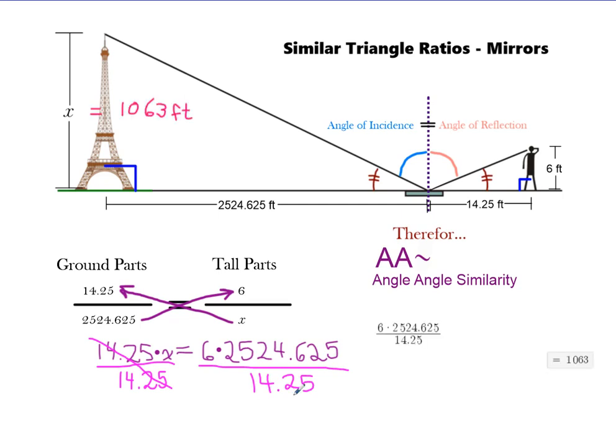So heading over to Desmos, 6 times 2,524.625, click the divide button, 14.25. I get 1,063 feet is how tall the Eiffel Tower is. Box that. And you know what? Pause. Go look it up. See if that's true. Okay.